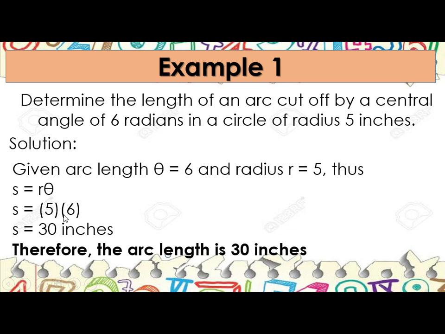Multiply that, and that will be the length of the arc being asked in this example number 1. So 5 times 6, you will have 30 inches. Your 30 inches will serve as the length of the arc cut off by a central angle of 6 radians in a circle of radius 5 inches. This will be the answer. In conclusion, the arc length is 30 inches.